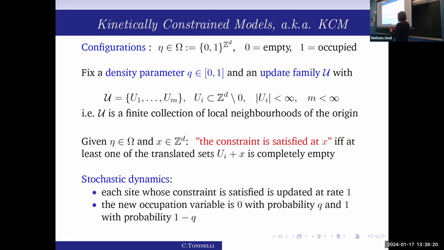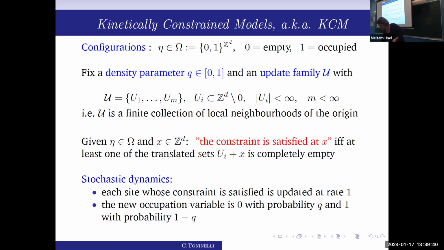If the constraint is satisfied, then I update the configuration on that site by setting it to empty with probability q. q is my parameter. It hadn't played a role before, but it plays a role here. So I put it empty with probability q and occupied with the complementary probability 1 minus q.